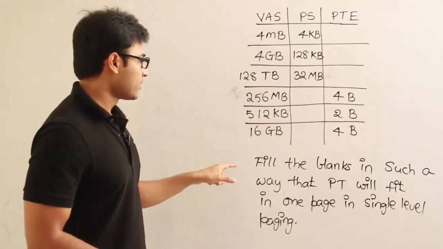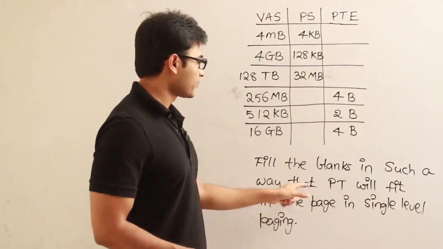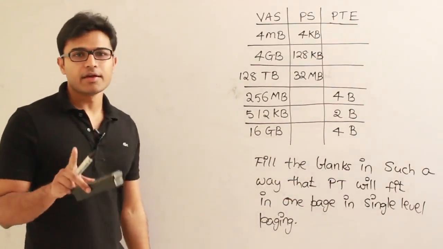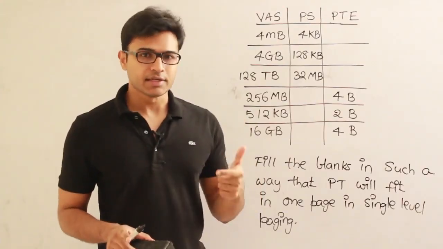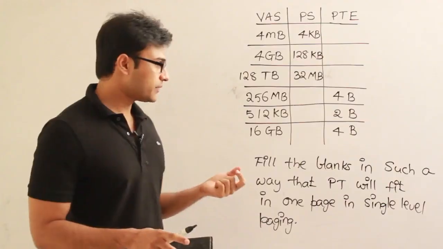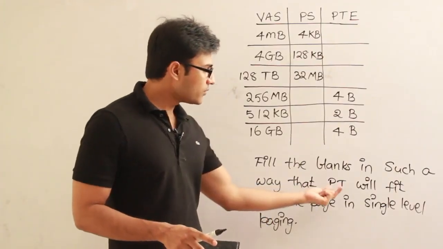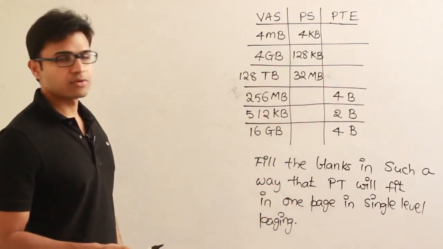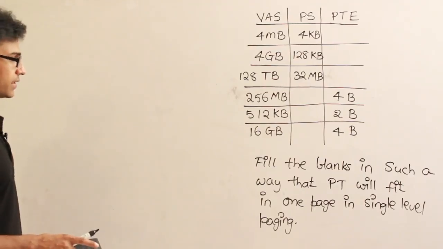Then you are supposed to fill those. The question is this: fill the blanks in such a way that the page table will fit in one page in single level paging, which means there is only one level of paging, which means there is only one page table. See, in single level paging there will be only one page table, right? So they are asking that in single level paging, if the page table has to fit in one page, how are the parameters going to be? Okay, let's see that.